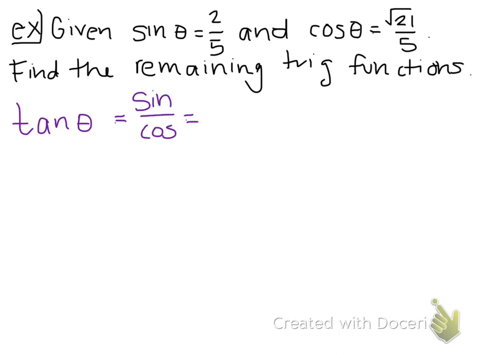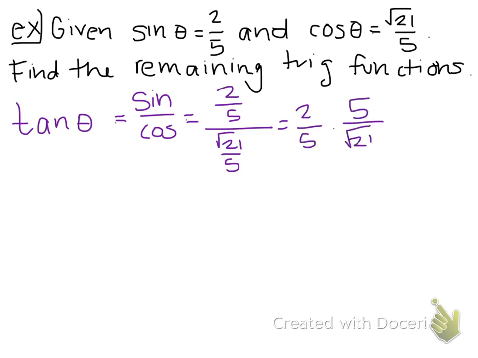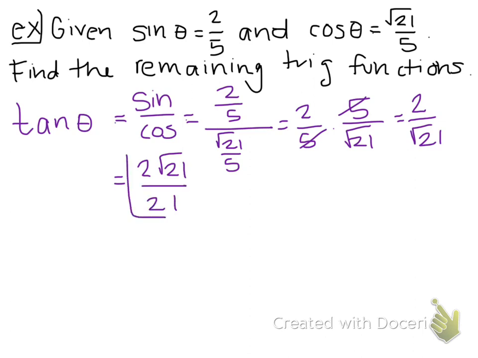My sine value that's given is 2 over 5 divided by my cosine value. I'm going to keep change flip. The 5's are going to cancel out, and I'm left with 2 over root 21, but I have to rationalize. So my final answer will be 2 root 21 over 21. So that is my tangent value.